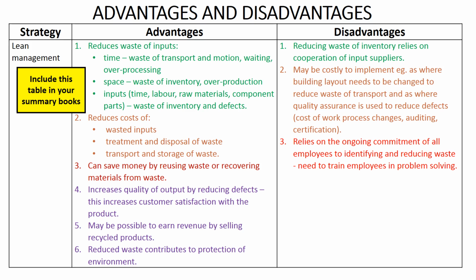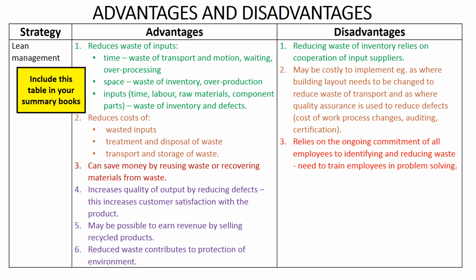On the other hand, lean management may be costly to implement. For example, it may be necessary to change the building layout to reduce the waste of transport, or to introduce quality assurance to reduce defects. And as we know, quality assurance requires the business to spend money on changing its work processes, having its work processes audited, and paying for certification from an external certification body.